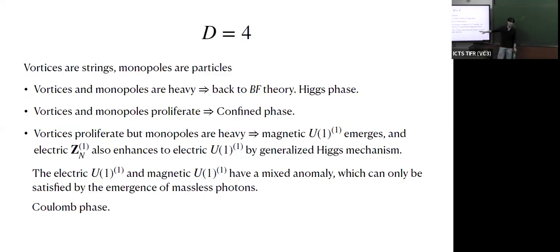And these actually always have a mixed anomaly. And the only way to satisfy this anomaly is by the emergence of massless photons. This mixed anomaly means what? It means that either one of the symmetries is spontaneously broken, or you have some conformal theory in the infrared limit. But in either case, you have a photon in the spectrum.